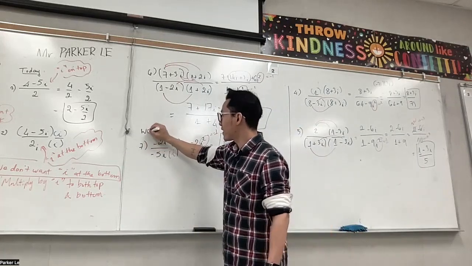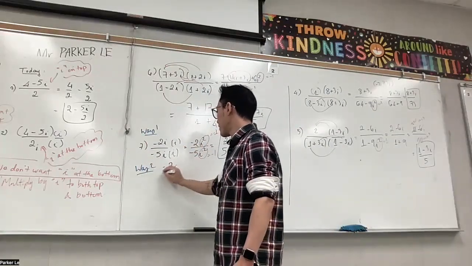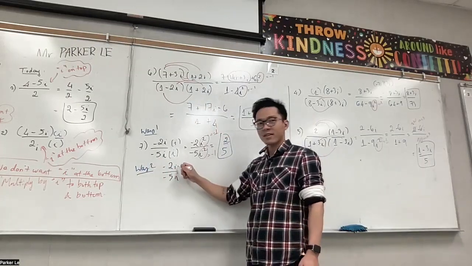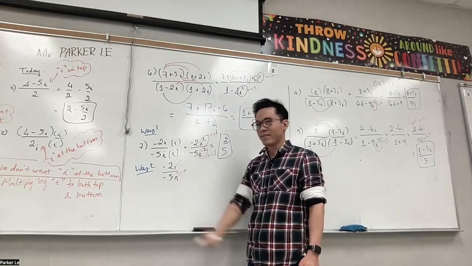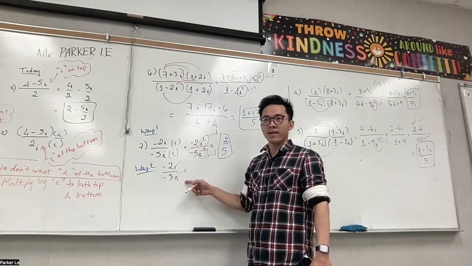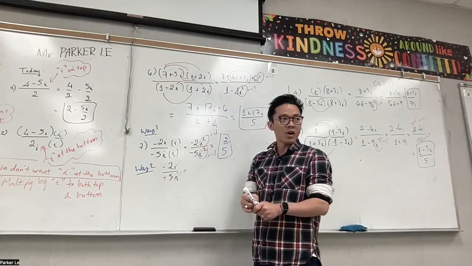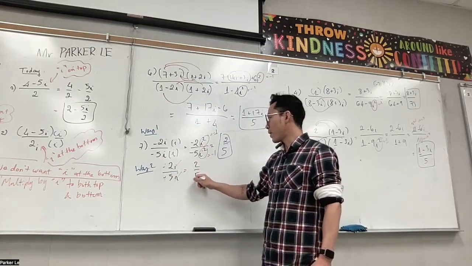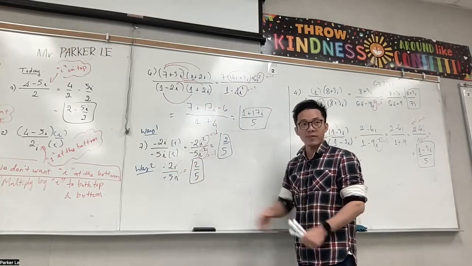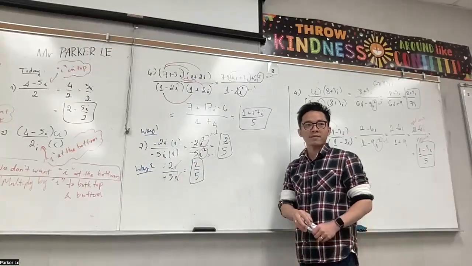Okay, this is way 1. Way 2. This looks tricky, but look at this. Same thing on the top and bottom. i and i, they can cancel out. One on top, one on the bottom, cancel out. And negative as well, negative on the top, negative on the bottom, they can cancel out. So what we have left is 2 over 5 right away. Easier. You are allowed to cancel the i when there is an i on the top and an i on the bottom.